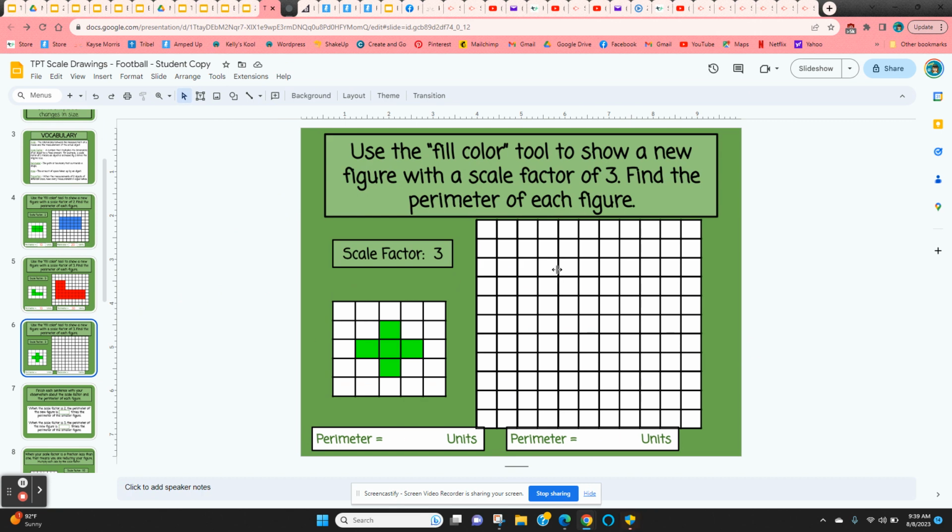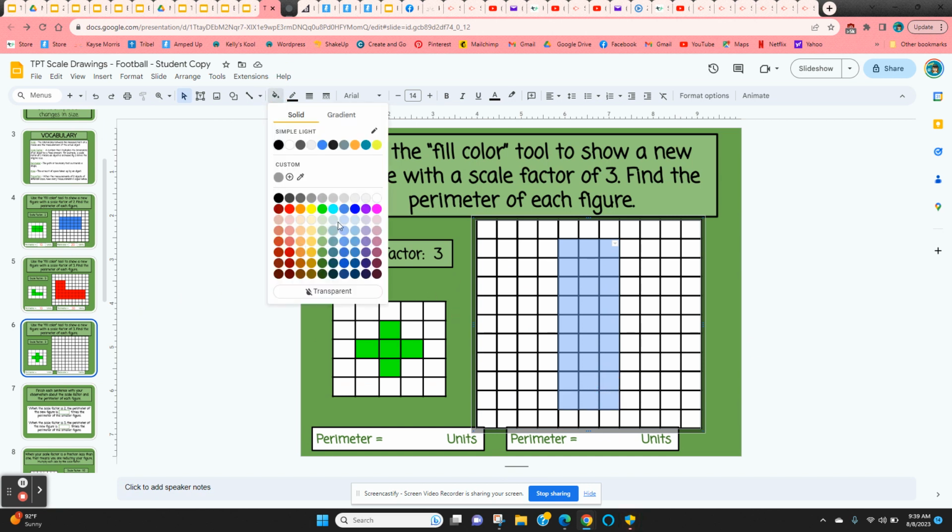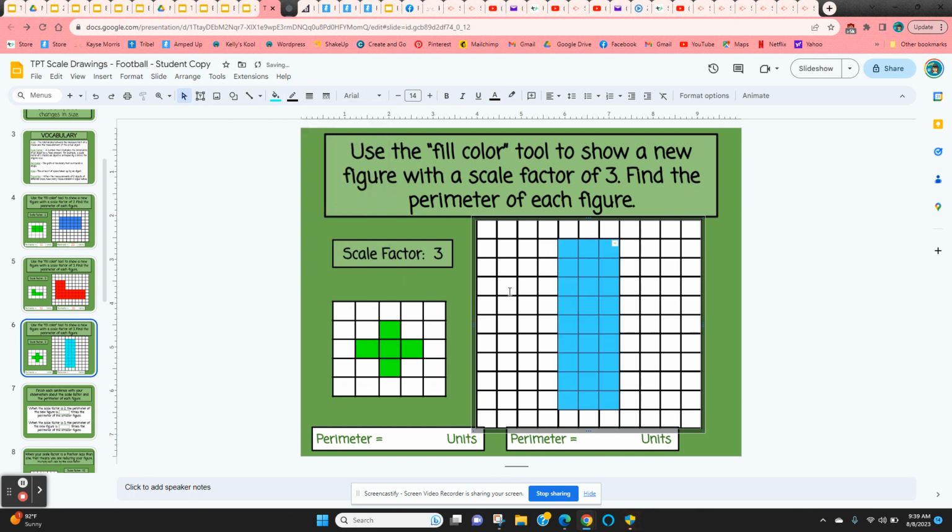Now they get some different figures. This one's a little bit difficult, so you might want to go through this with the students. They've got to multiply all of the measurements by 3. They need to be really careful on this one. They need to get one more row here. And this is what it's going to look like, scaled up by 3. Again, they look at the perimeter, and then they should be able to figure out what the perimeter of the larger figure is.